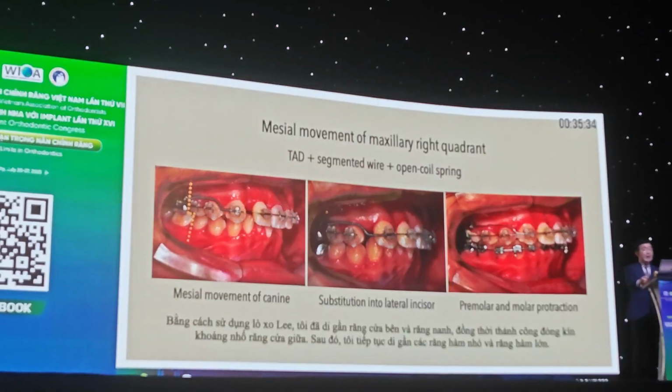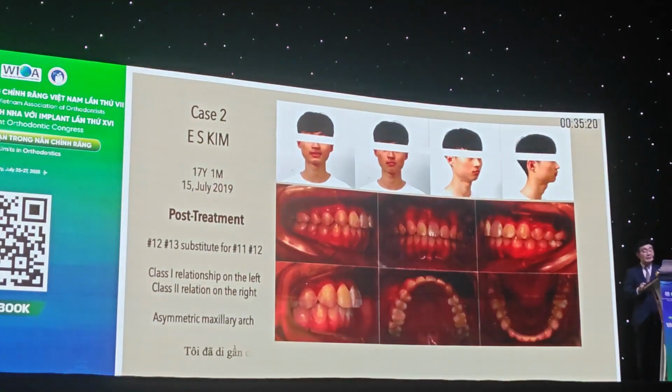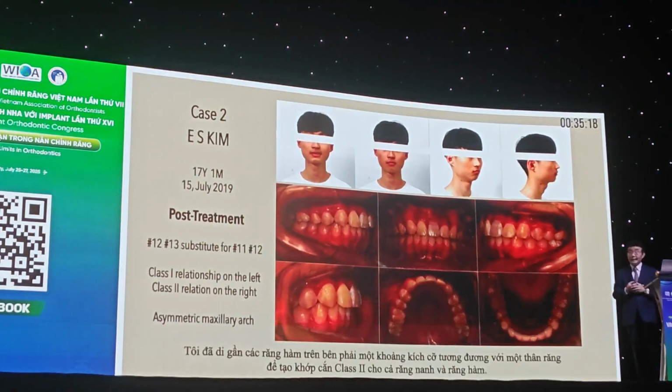Employing the lead spring, I moved the lateral incisor and canines medially and successfully closed the extraction space of the central incisor. Subsequently, I advanced the premolar and molars medially. I protracted the upper right teeth by 1 tooth size to form a class 2 canine and molar relationships.